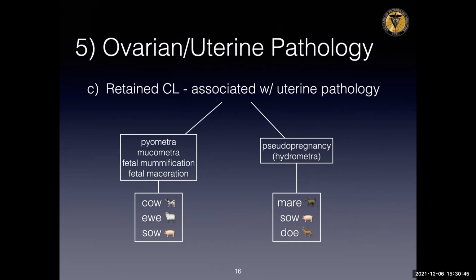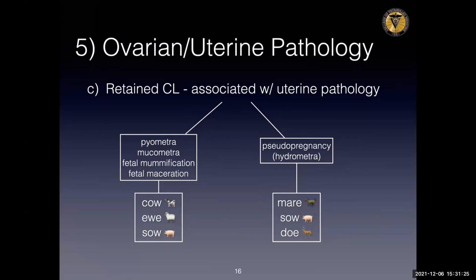Furthermore, we are already on the third factor, retained corpus luteum, which can also happen commonly, and it is associated with uterine pathology. This is quite common for these three farm animals: the cow, the ewe, and the sow. They have pyometra, mucometra, fetal mummification, or fetal maceration. So retained CL just means that the body is thinking that it is still pregnant. That's why the CL is still not lysing, okay? And we need the CL for the maintenance of the pregnancy, still producing the progesterone.